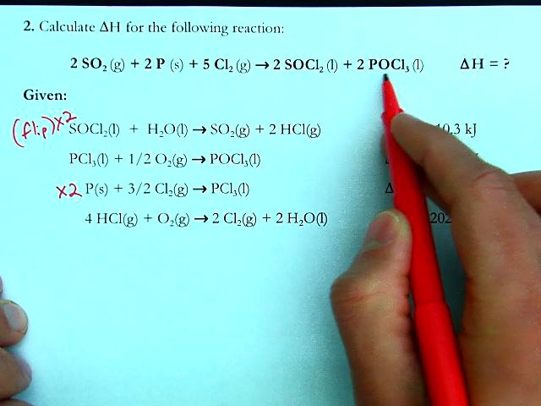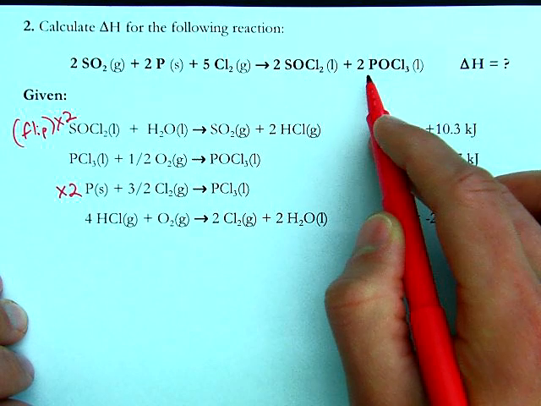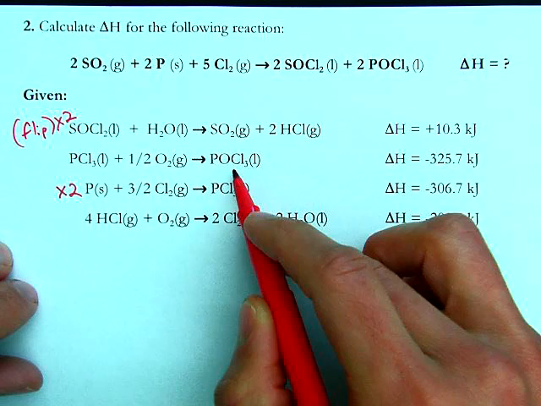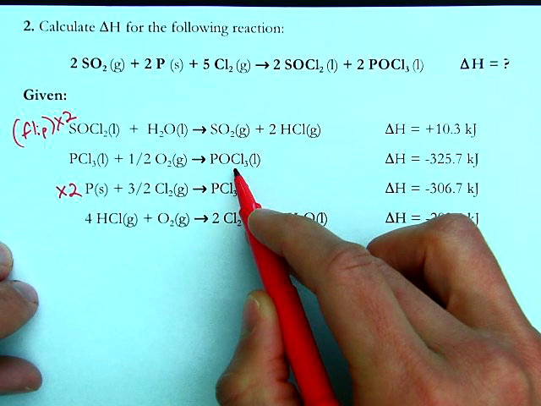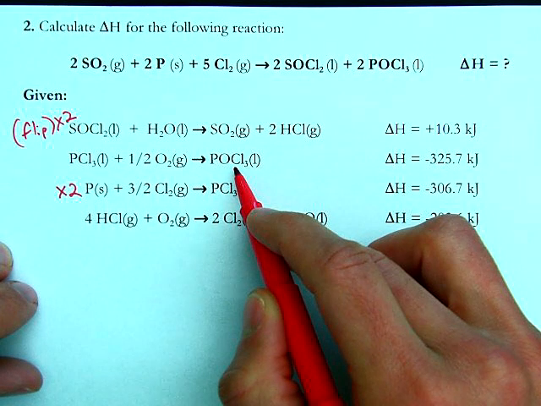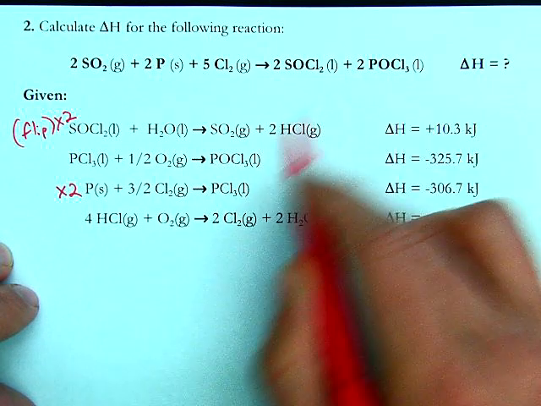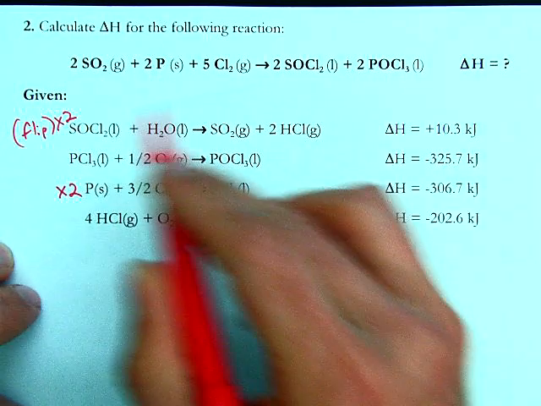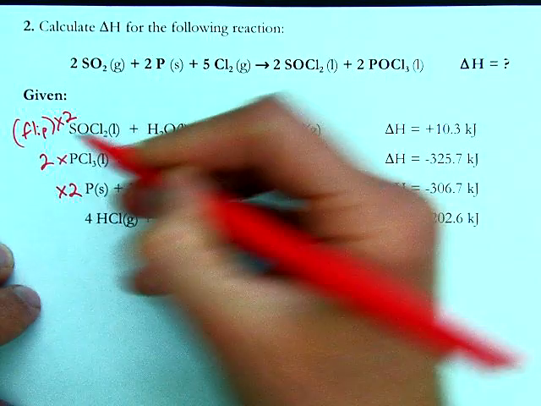Here is POCl3. The only place that we have POCl3 is in this equation. It's already on the right side, and this is on the right side, so that's good. And we need to have 2 of it, so this also needs to be multiplied by 2.